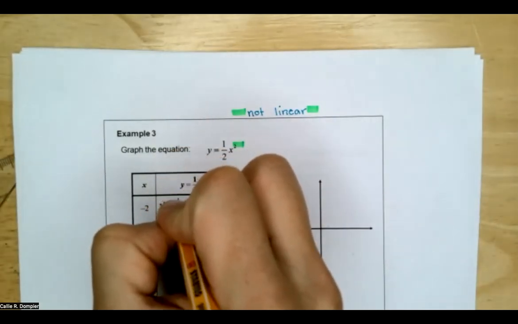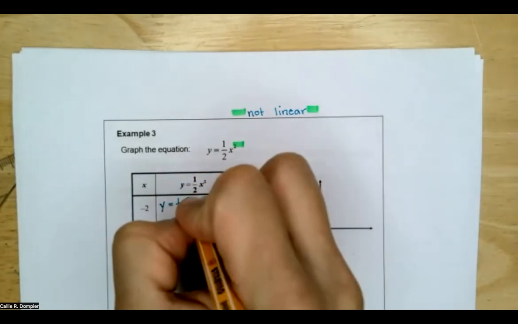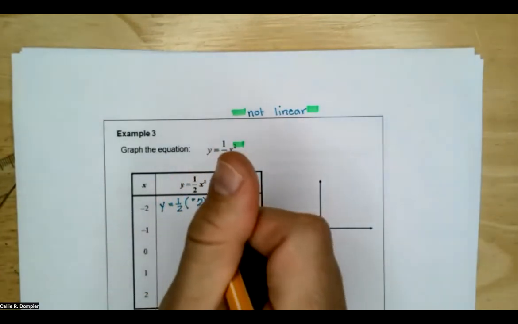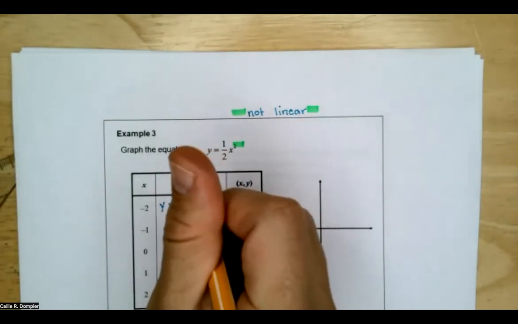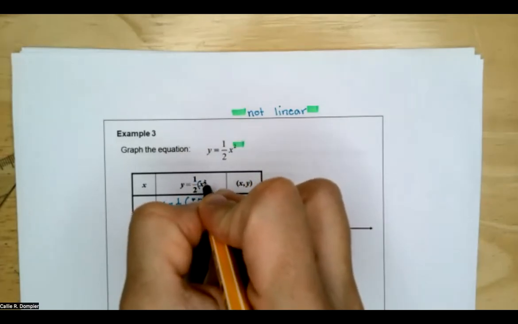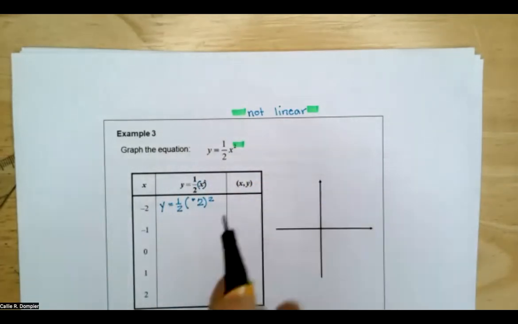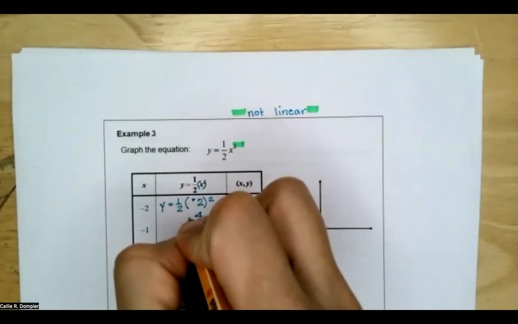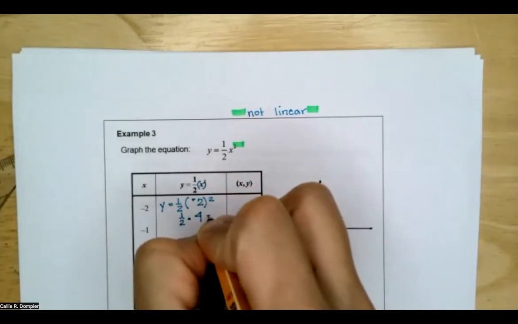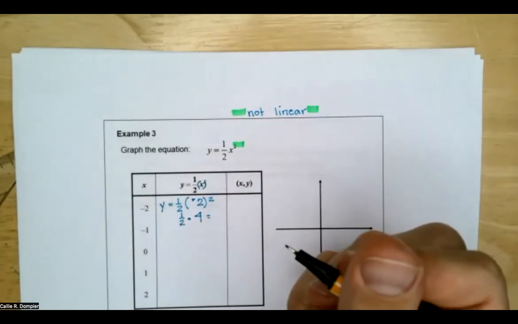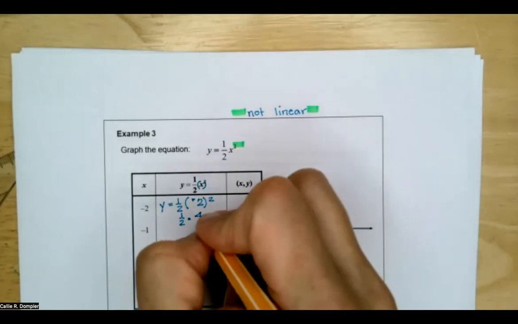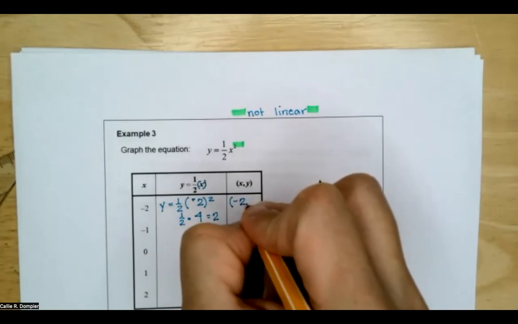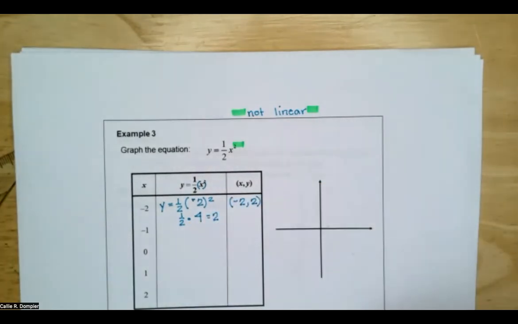Y equals 1/2 times -2 squared. Good. -2 squared, it has to be in parentheses, right? Because we're inputting a number for this. This is being raised to the second power. So -2 to the second power is +4. 4 times 1/2 is the same as dividing 4 by 2, right? 4 times 1 divided by 2 is just 2. So when x is -2, y is +2. Any questions?